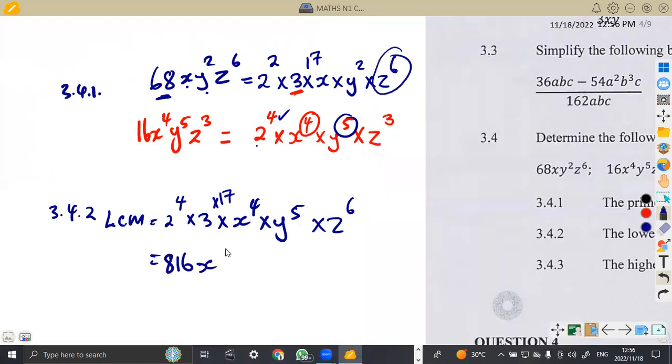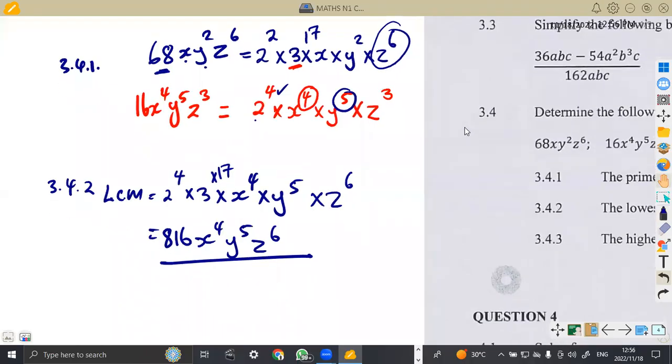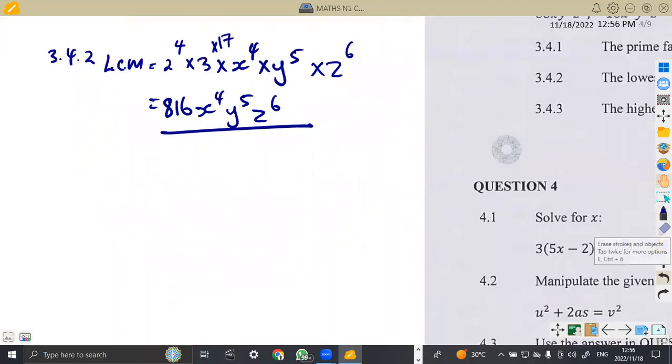All right, x to the exponent of 4, y to the exponent of 5, z to the exponent of 6. So that was our LCM. All right, 3.43. Let's see what we're being asked to do here.